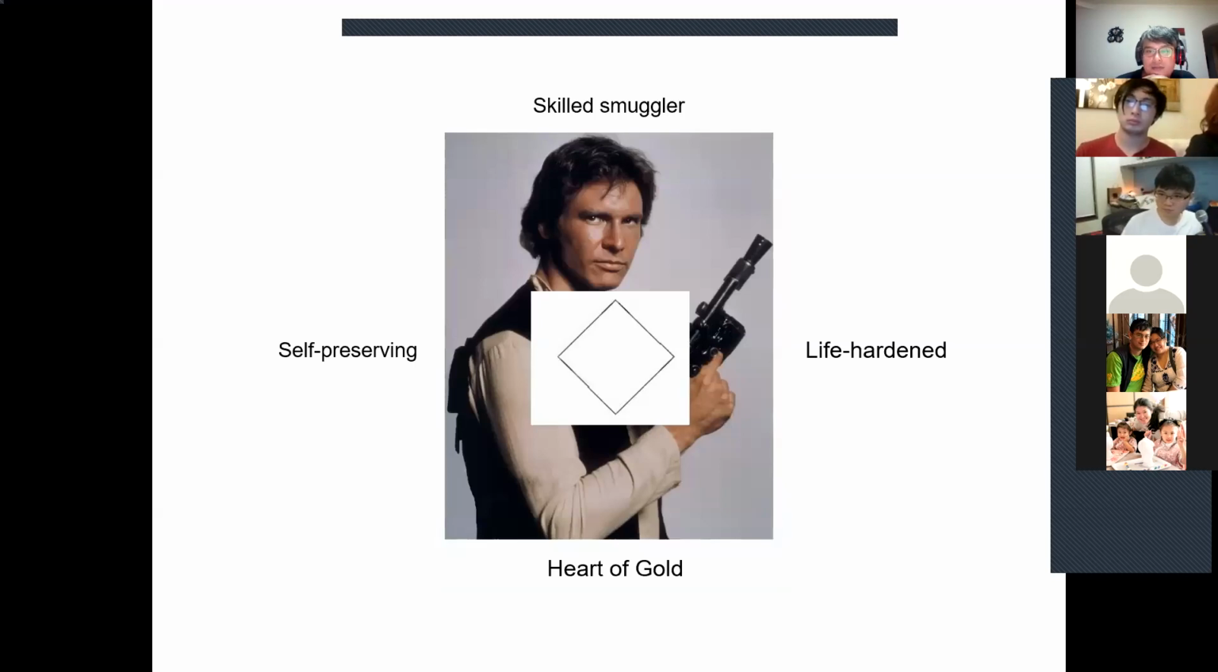Looking again at Han Solo. Skilled smuggler. He's got a heart of gold. He is self-preserving to the point that he will betray other people to watch out for himself. And he's a bit life-hardened. He's a bit bitter, in a sense, about what has happened to him. He owes, what's his name? Jabba the Hutt, right? Money or something. And that's made him very life-hardened, and he's always looking out for number one.